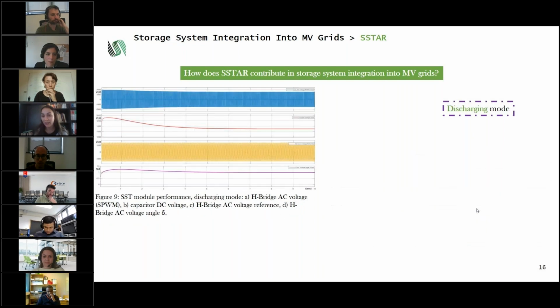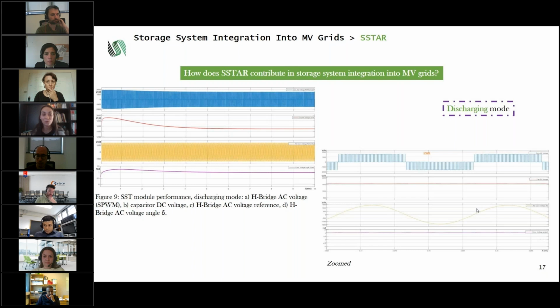And finally, we have the discharging mode. We have the same quantities, but the other way around. We have the discharging DC voltage, the discharging angles, and so on. And here you can see it zoomed as well. And of course, I fully understand that these are merely simulations, but still they highlight how promising this SST technology of the STAR project will be.